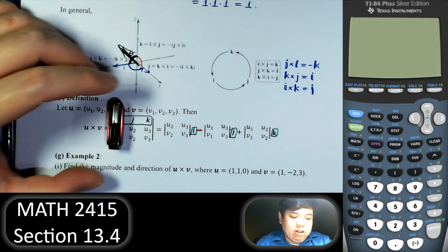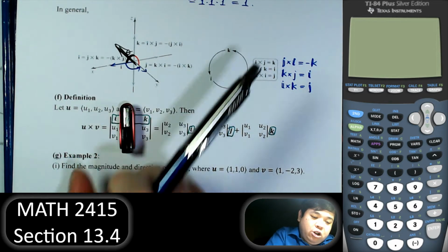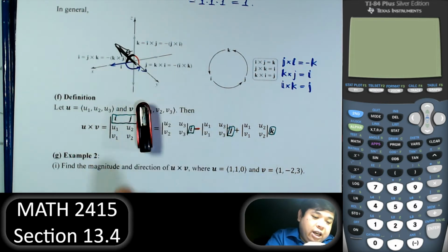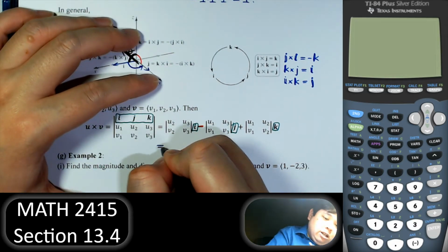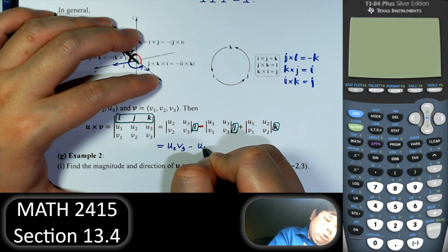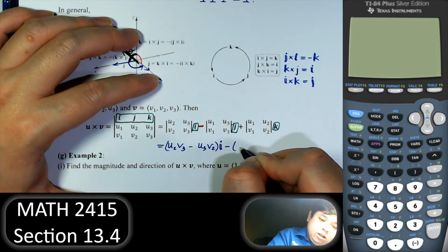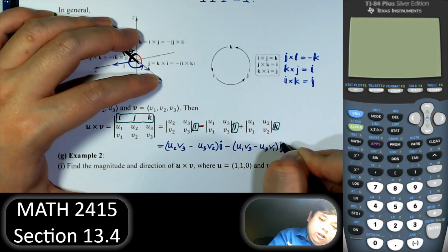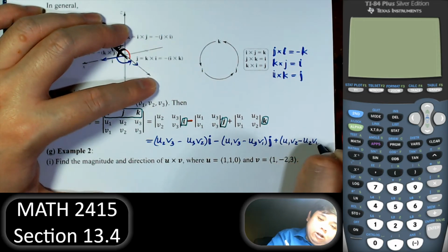After that, we cover the column of i. We have u2, u3, v2, v3. Cover the column of j: u1, u3, v1, v3. Cover the column of k: u1, u2, v1, v2. For the 2x2 determinants, it's u2 v3 minus u3 v2 in the direction of i, minus u1 v3 minus u3 v1 in j, plus u1 v2 minus u2 v1 in k.